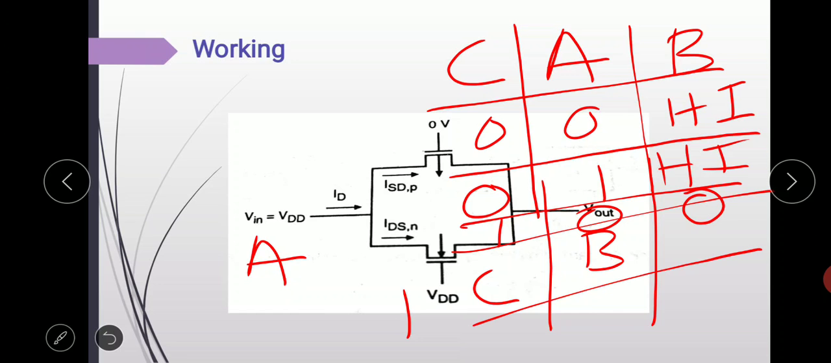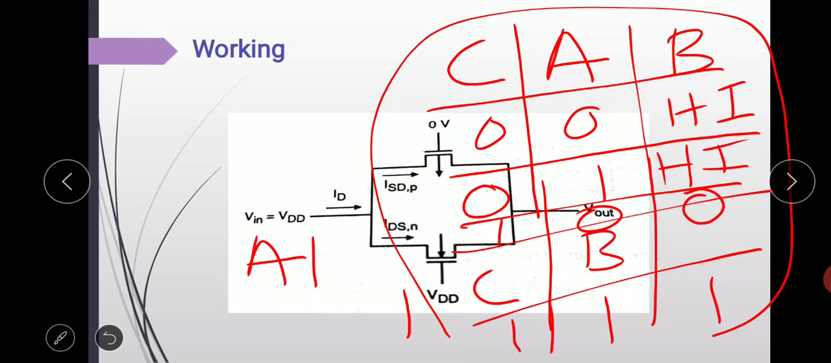Next, the last input combination is 1. So when A equals 1 and C equals 1, then we know that a conducting path is established between A and B. So at the output we get 1. So this one is the truth table.